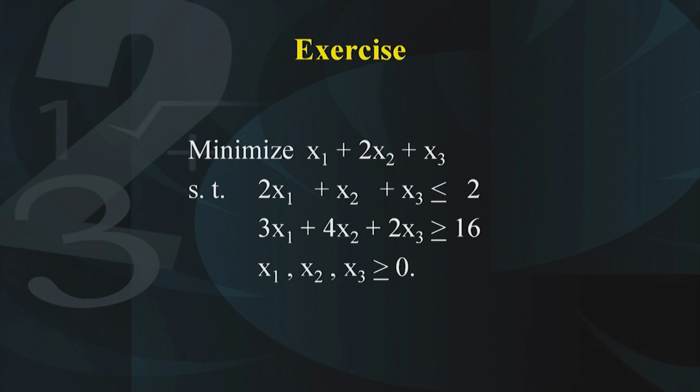So, please write down this question: minimize x1 plus 2x2 plus x3 subject to 2x1 plus x2 plus x3 less than or equal to 2, and the second constraint is 3x1 plus 4x2 plus 2x3 greater than or equal to 16 and all x1, x2, x3 greater than or equal to 0. I hope everybody will be able to do this question. It is very simple and it is based on what we have discussed today.